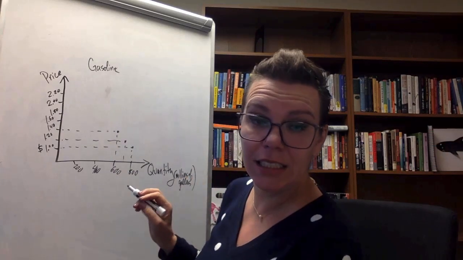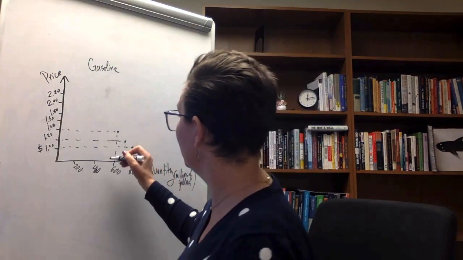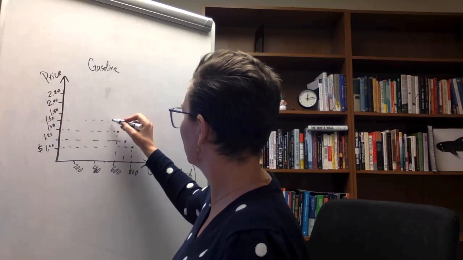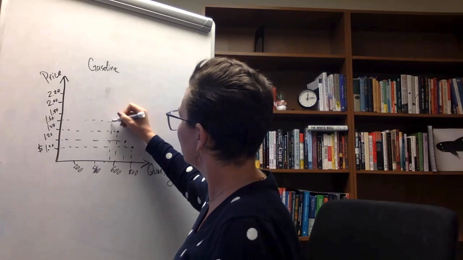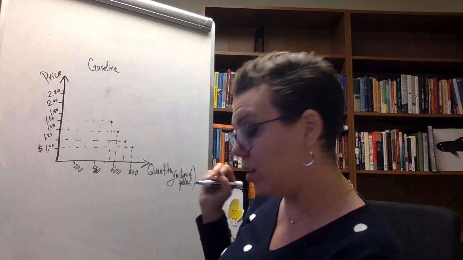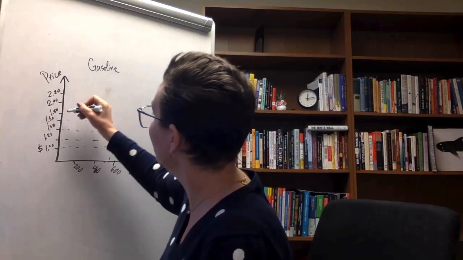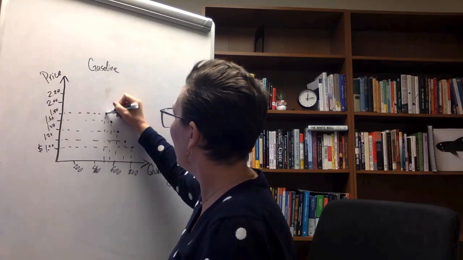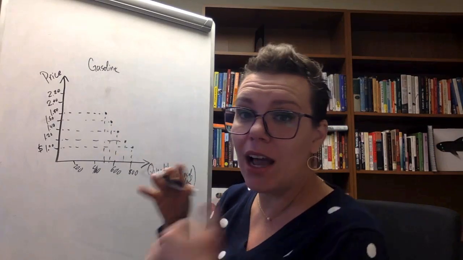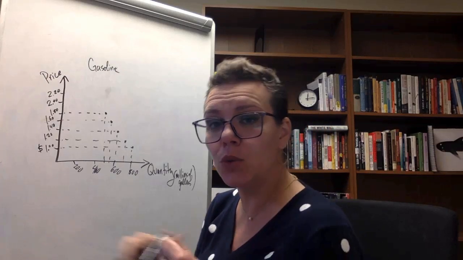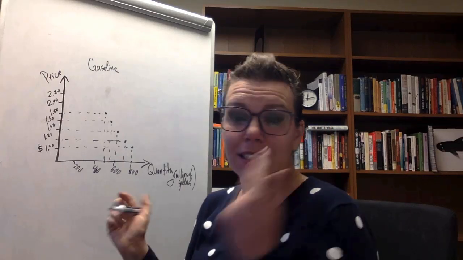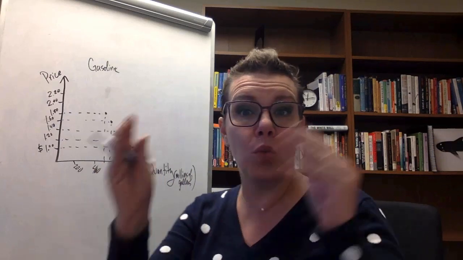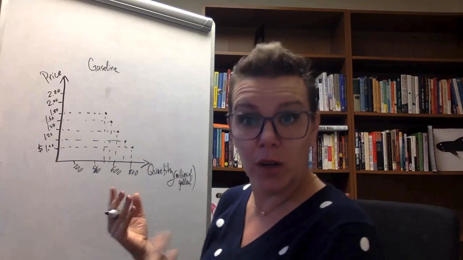At $1.60, quantity demanded is 550. So it's going to be like there. At $1.80, quantity demanded is 500, and so on. You just fill the points in on your graph, taking all the information from the demand schedule and putting it into the demand curve. And that's the secret: the demand curve and the demand schedule are saying the same thing. It's just one's a table and one's a graph, one's a curve.